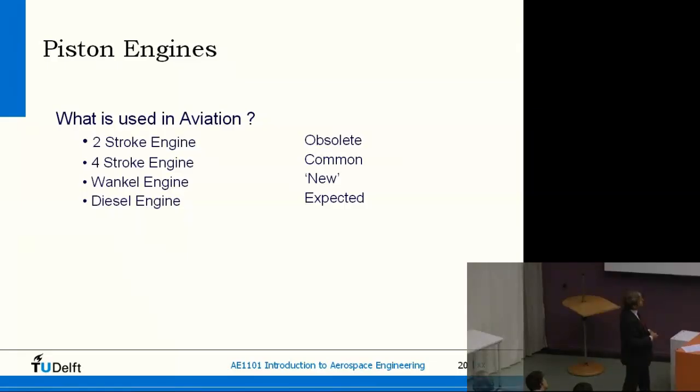Well, here we see the current 2-stroke has been obsolete, like a moped, right? And 4-stroke is very common. The Wankel engine is still mentioned because of its high efficiency, often still mentioned as the future, but it has been the future for a long while, so not sure. And the diesel engine, here it says expected, but you already see it introduced, the Diamond aircraft. And also on older aircraft, it's sometimes even retrofitted.